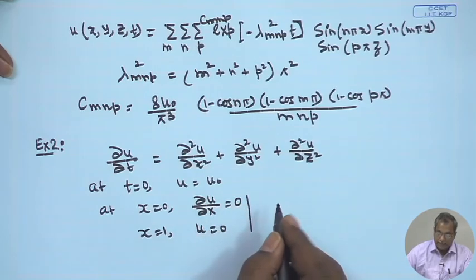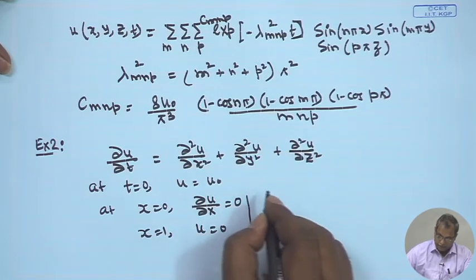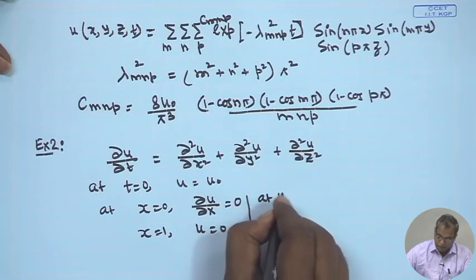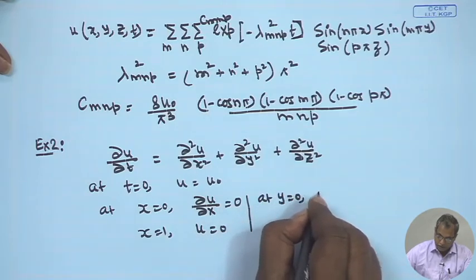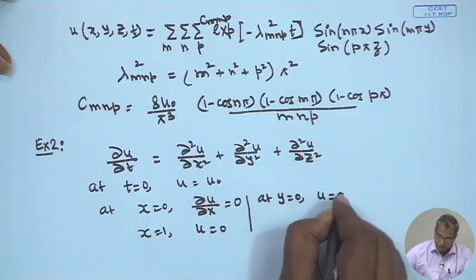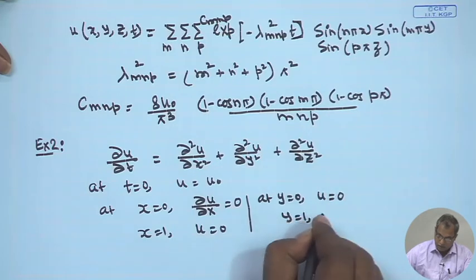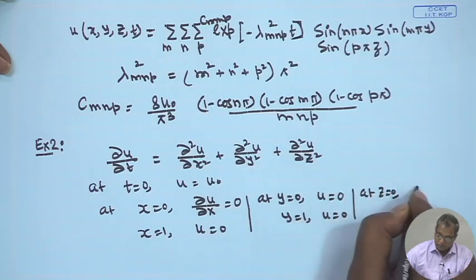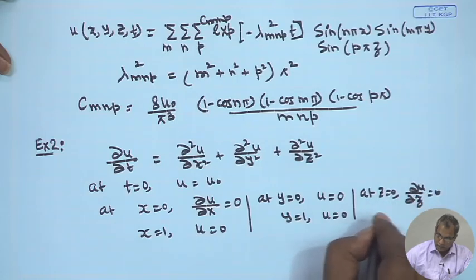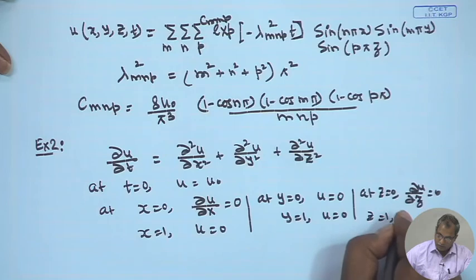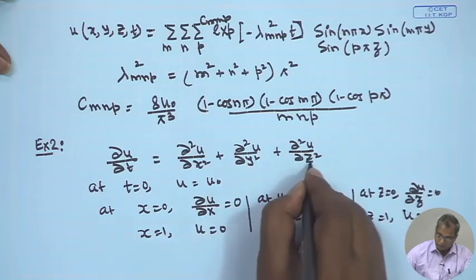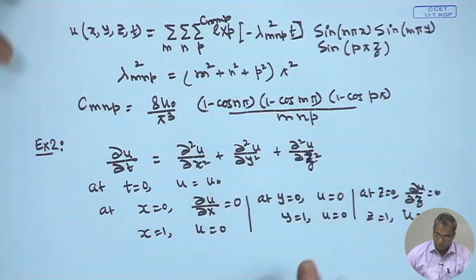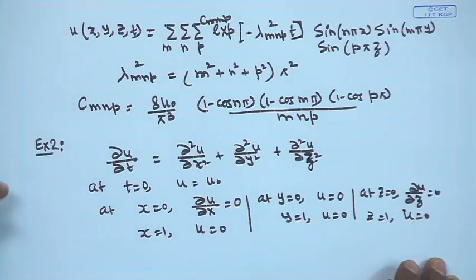This is the boundary condition on the x direction. In the y direction, at y equal to 0, u is equal to 0, and at y equal to 1, u is equal to 0. And at z equal to 0, we have, let us say, del u del z equal to 0, and at z equal to 1, we have u equal to 0. So, this will be the small z. Okay. So, let us look into the solution of this problem.